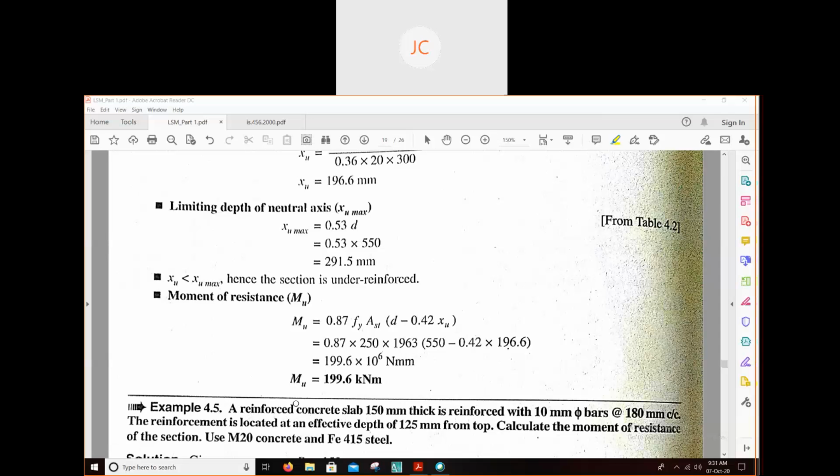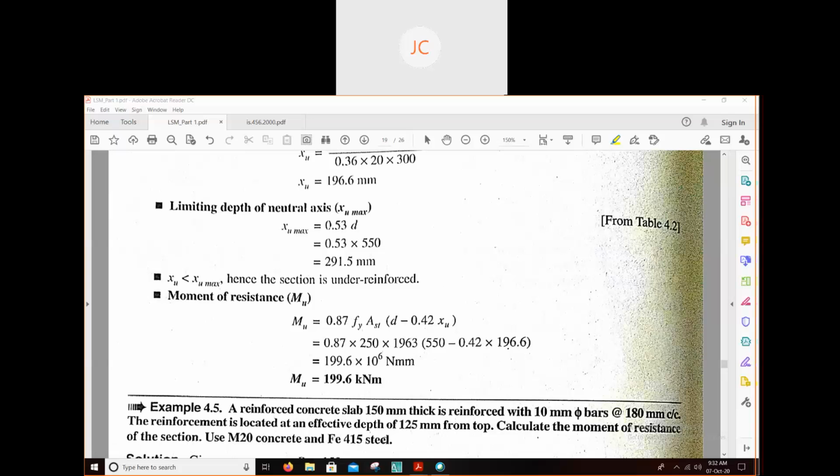Example 4.5. A reinforced concrete slab 150 millimeter thick is reinforced with 10 millimeter diameter bars at 180 millimeter center to center. The reinforcement is located at an effective depth of 125 millimeter from the top. Calculate the moment of resistance of the section. Use M20 concrete and Fe 415 steel.